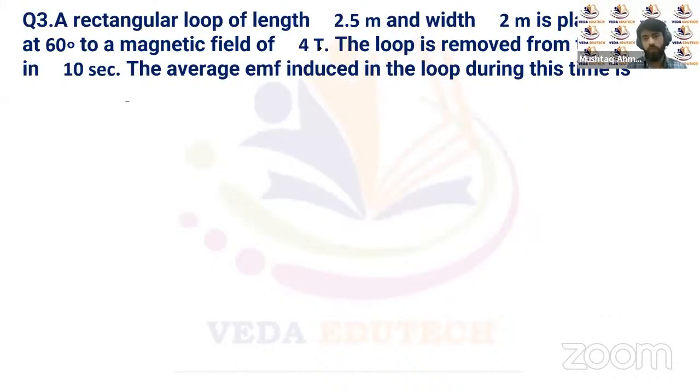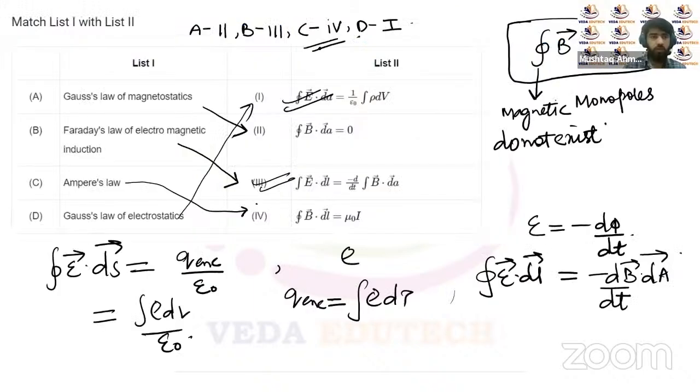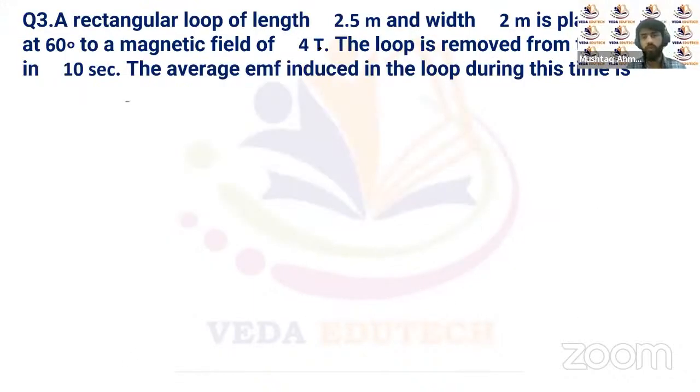Now let's move on to another question. A rectangular loop of length 2.5 meter with width 2 meter is placed at 60 degree to a magnetic field of 4 Tesla. The loop is removed from the field in 10 seconds. The average EMF induced in the loop during this time is.